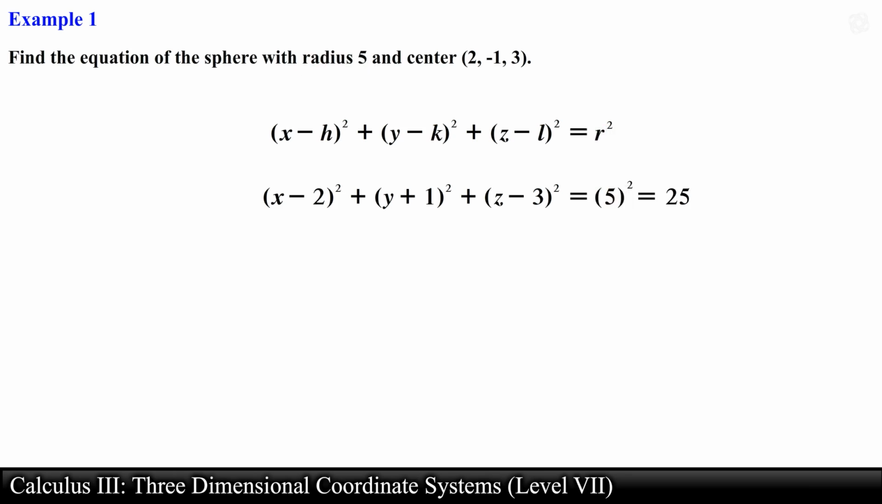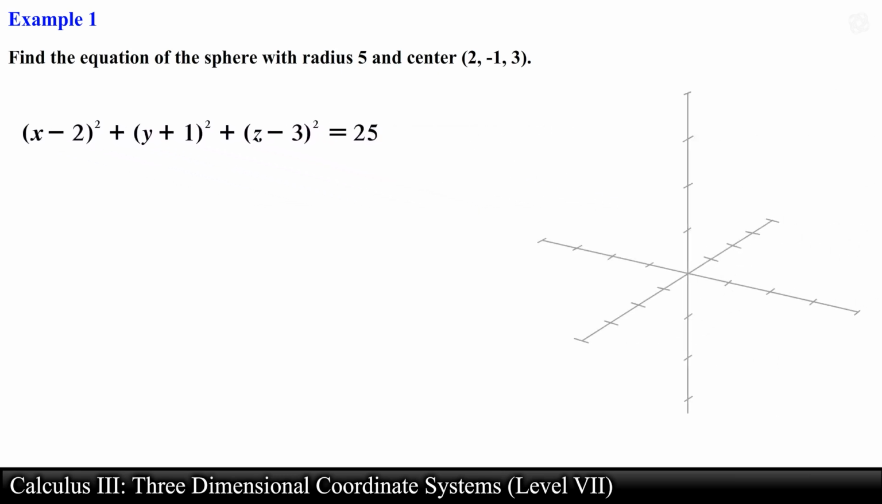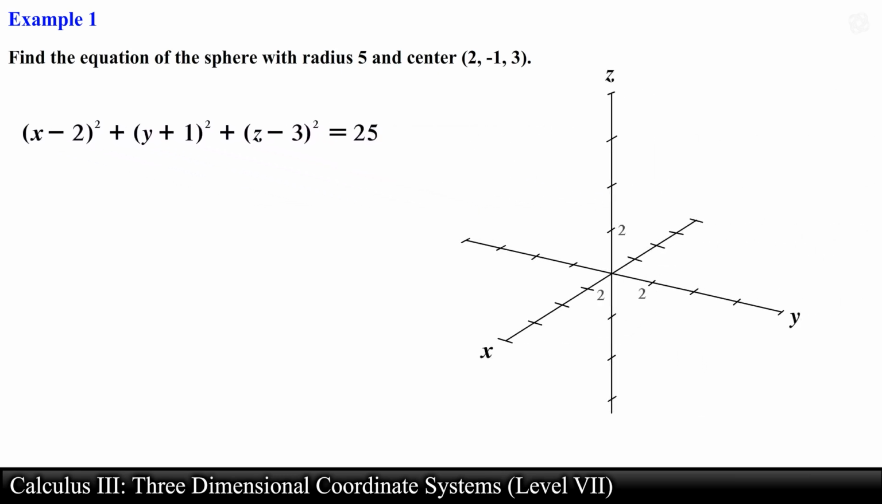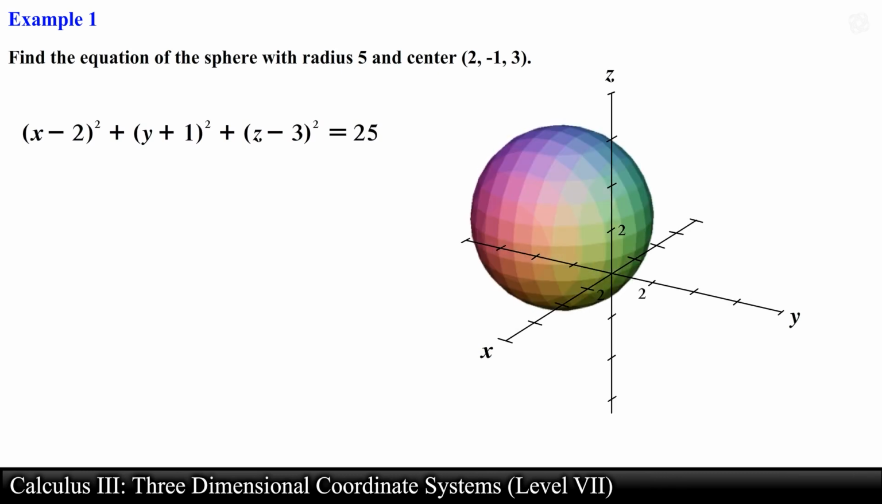A common mistake that students make is forgetting to square the value of the radius, and just making it equal to 5, without squaring the expression. Make sure you square the expression since it's actually r squared, and not just r. So the final equation of the sphere is the quantity x minus 2 squared plus the quantity y plus 1 squared plus the quantity z minus 3 squared equals 25. The graph of the equation is represented as follows. It's literally a sphere centered at 2, -1, 3 with radius equal to 5.